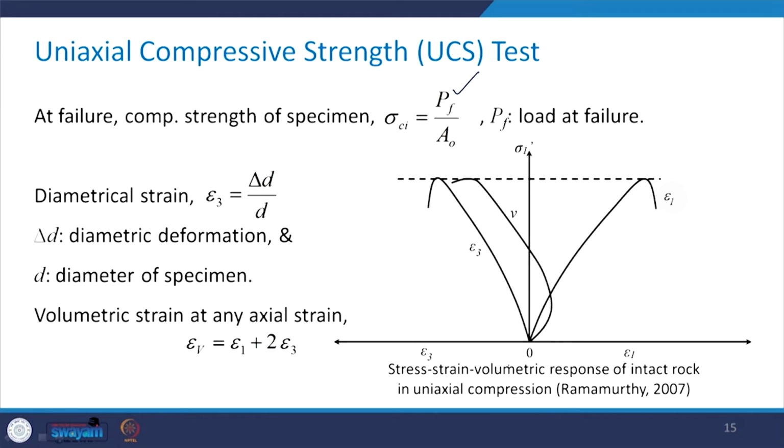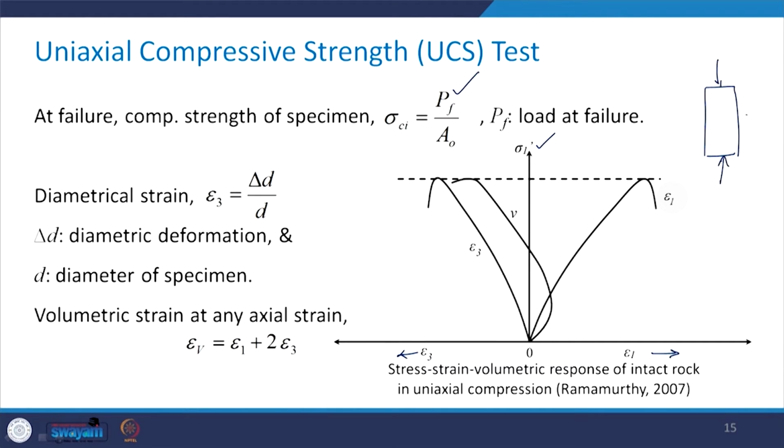Now you see that here we have a figure showing the stress strain volumetric response of the intact rock in uniaxial compression. On the x axis, in one direction we have epsilon 1, which means axial strain, and in another direction we have epsilon 3, which is the diametral strain, and we are plotting it against sigma 1, which is the axial stress. Now because we are applying the load in this direction, what will happen?